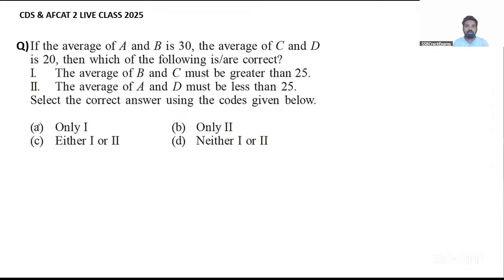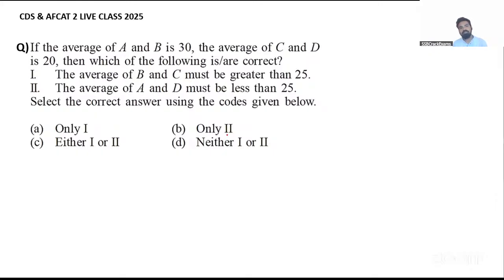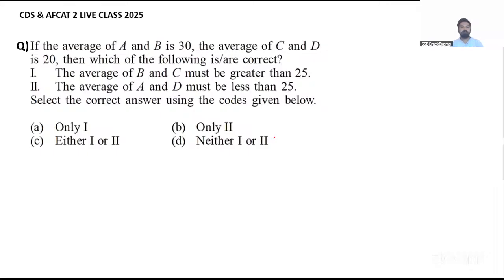Now we will move on to the next question. If the average of A and B is 30 and of C and D is 20, then which of the following is correct? There are two things. One is A and B, their average is 30, and C and D's average is 20. Then which of the following is correct? So I am giving you a minute. Try to do this question. Now you are handy with all the concepts and formulas I told you. Let me know whether it is correct or not. Okay. The question is easy.